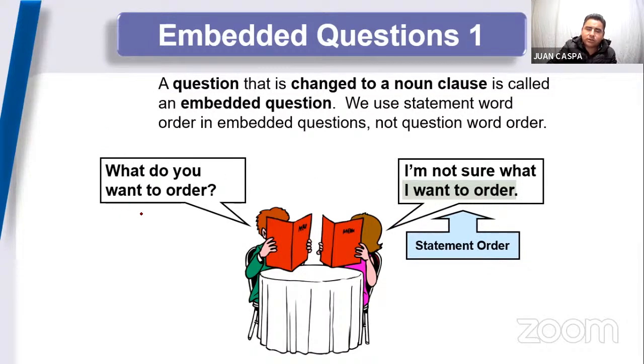What do you want to order? I'm not sure what I want to order. For example, I change the position only, right? What I want to order is there, right? I want to order is the statement order. Ese es el orden de las ideas simplemente, ¿no? I want to order. I'm not sure what I want to order. I'm not asking, but I'm using this embedded question, right?